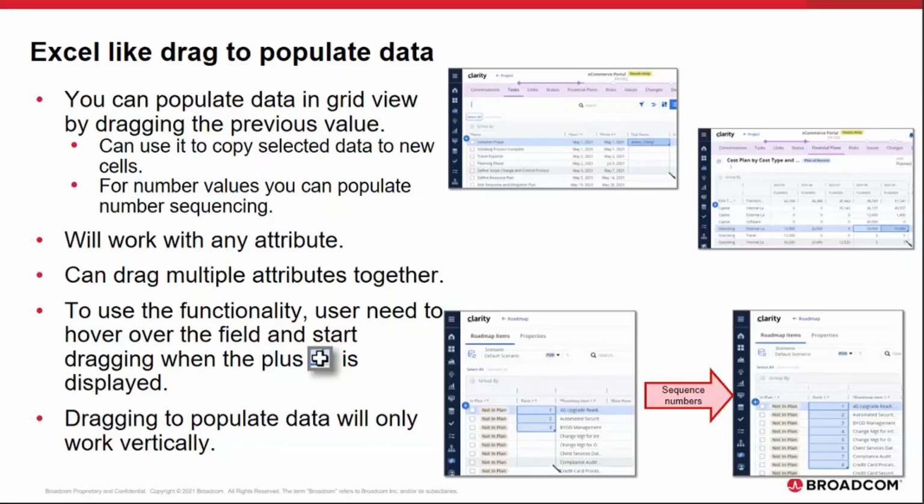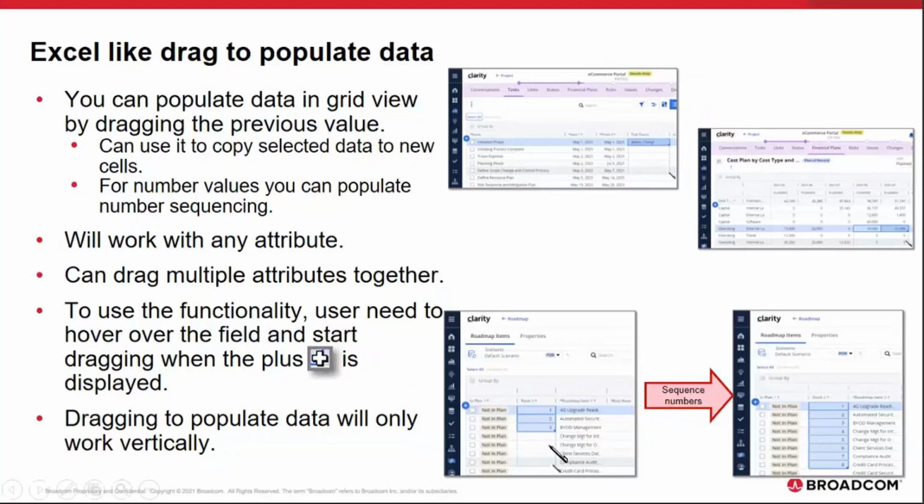So I can select multiple of those and just drag it down, and every record will then populate. In this example, I've selected two values, and when I drag it down, the values will be copied in their respective cells below. To use this functionality, you have to hover over the field, and as soon as you see a new plus icon displayed on top of where your cursor is, that's when you can start dragging and dropping.